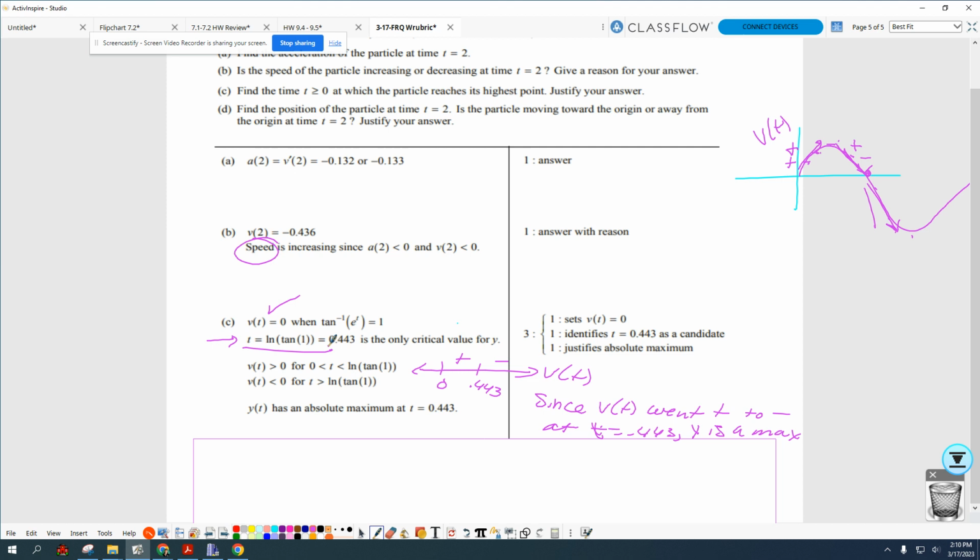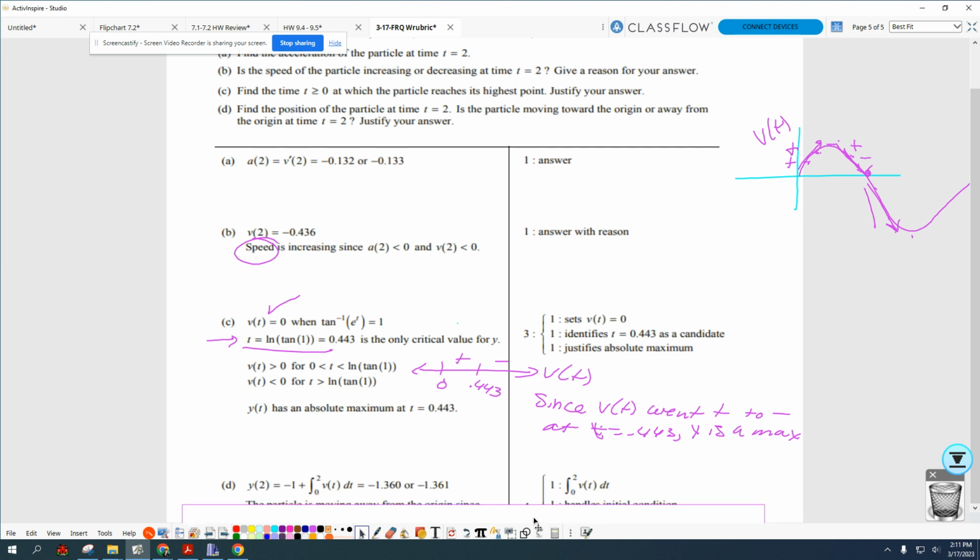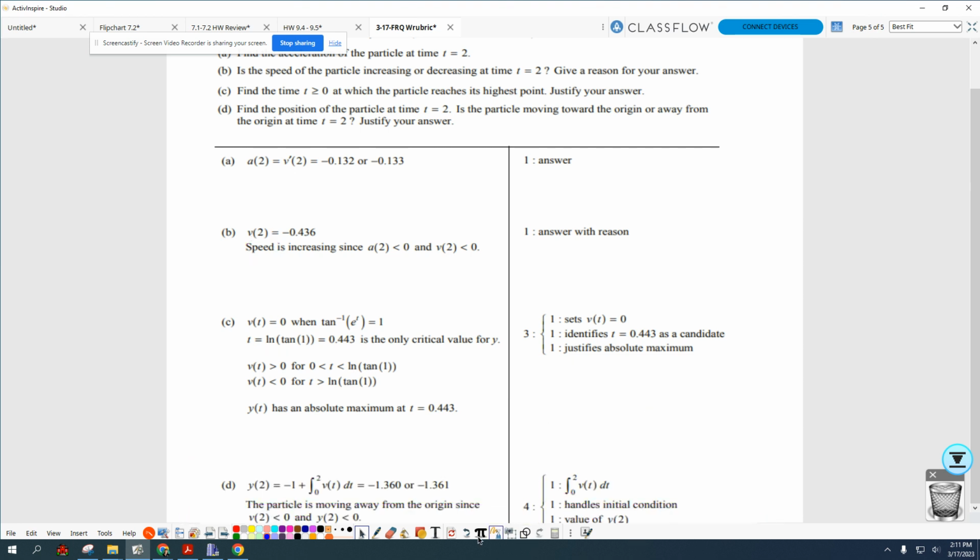But this piece was 3 points. One for knowing that you were setting velocity to 0, finding the solution to that, and then making the argument that it's a maximum here because number line's not enough. Okay, the last thing. Did anyone pick the paper they're grading get all 3 of those right? All 3? Okay.